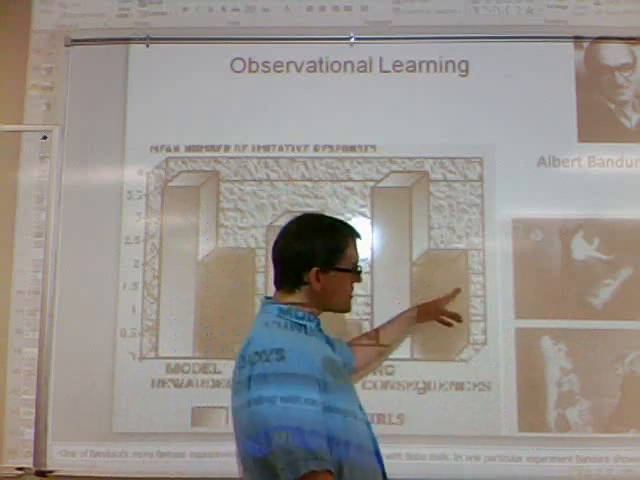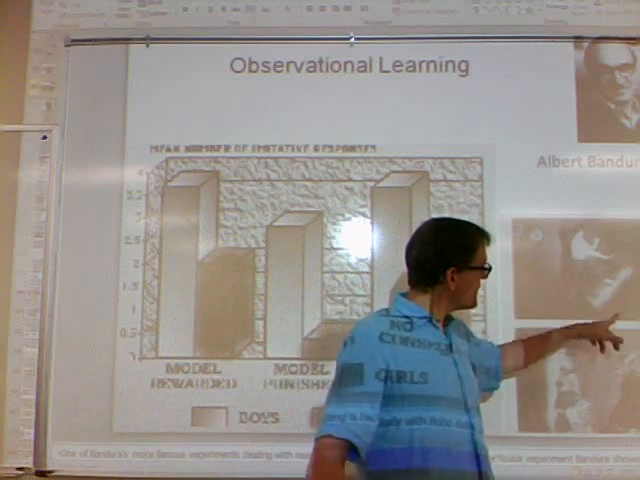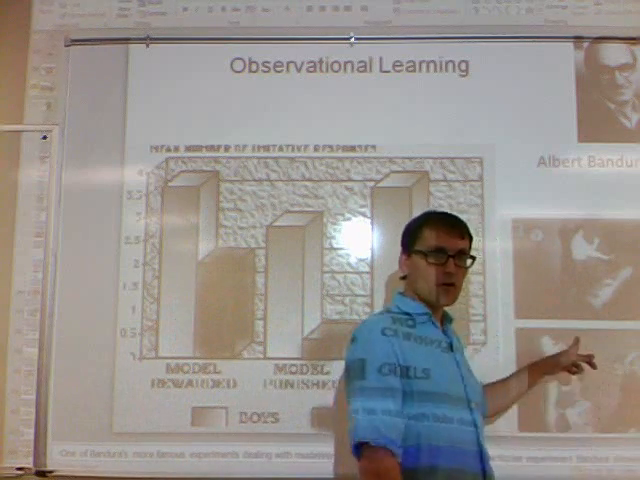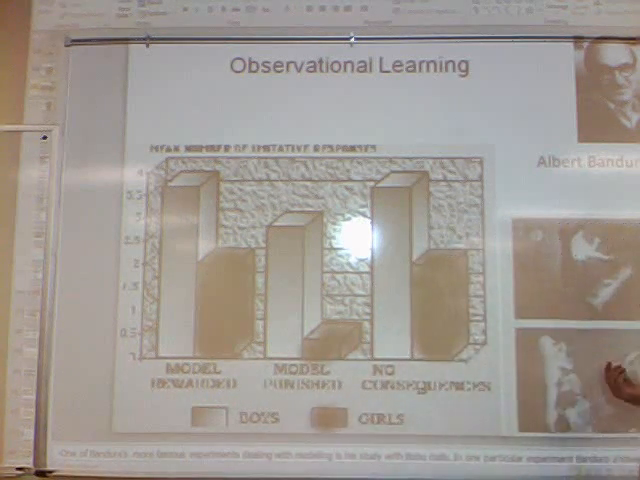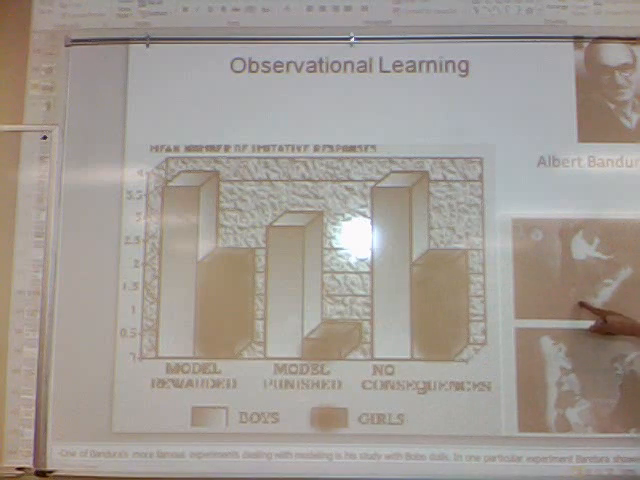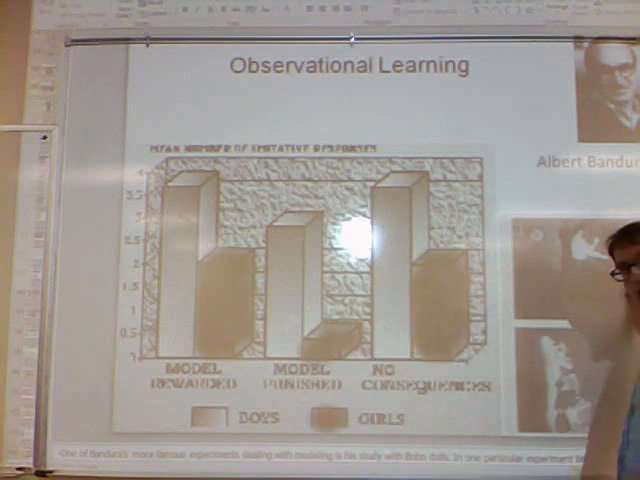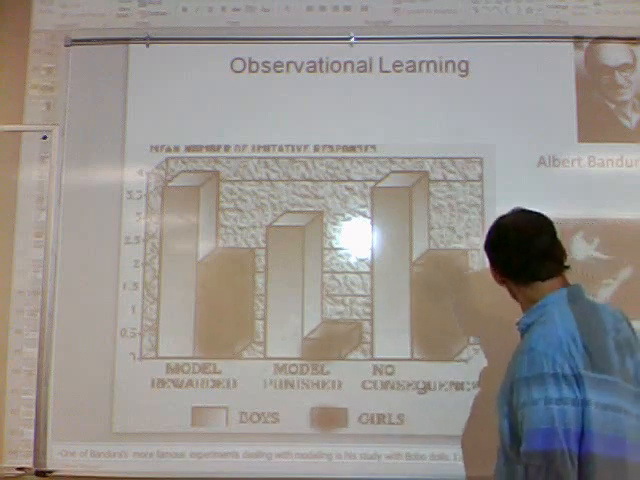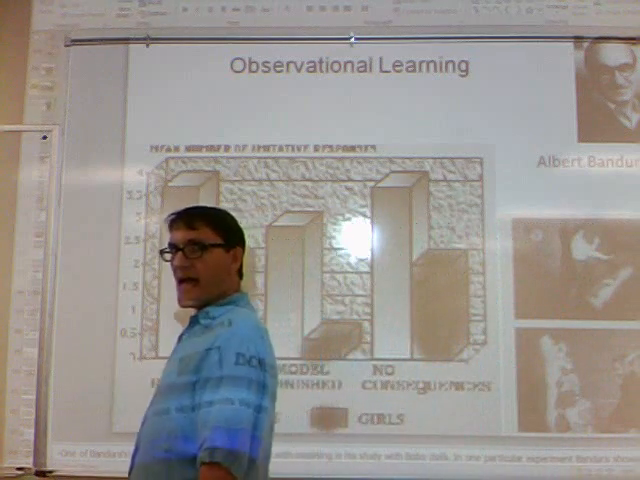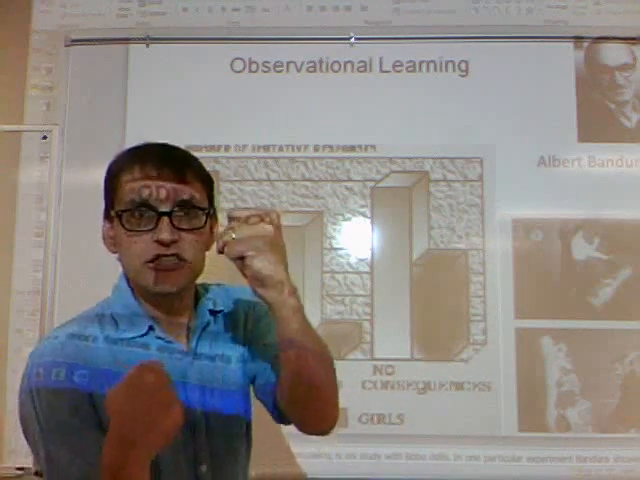So the kids watch a video, and in this video, this woman comes into this room, and there's a Bobo doll, this inflatable doll. I don't know if you've ever had one. It's got sand in the bottom, so when you knock it over, it just stands itself back up. It's kind of a cute little toy.